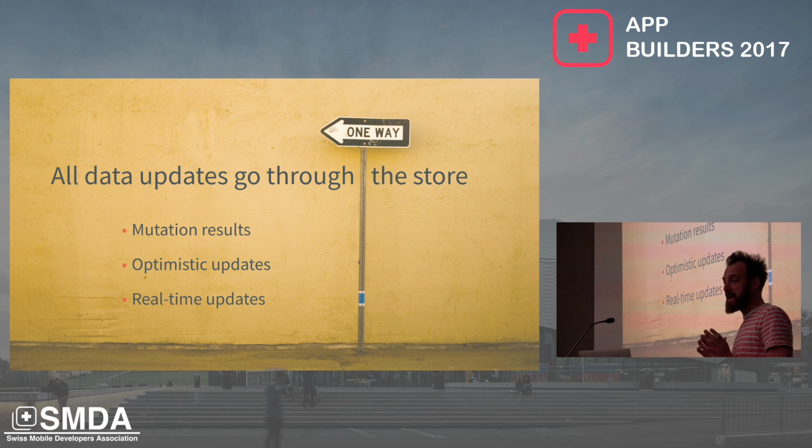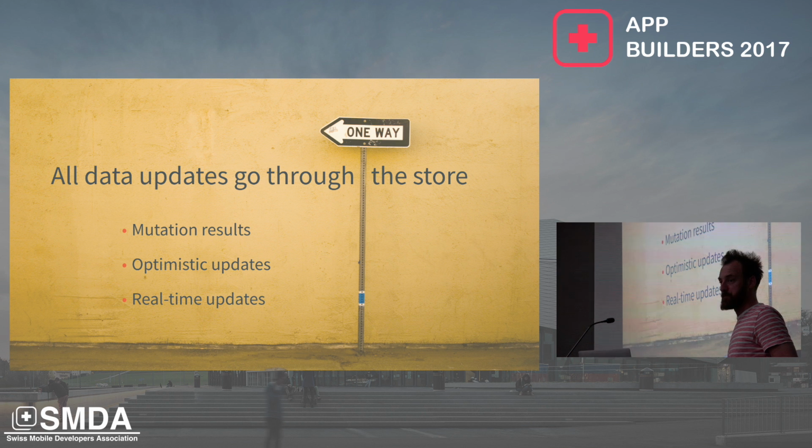Because every update goes through this centralized normalized cache, this store, you can do things like incorporating mutation results, but also doing optimistic updates. So updating your UI before a result from the server comes back. And then if for some reason the result from the server isn't what you expected or is an error, roll back that change.